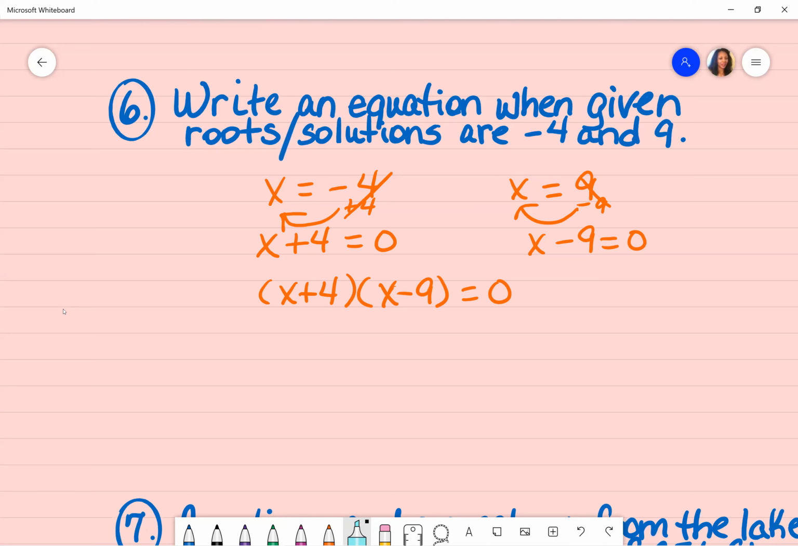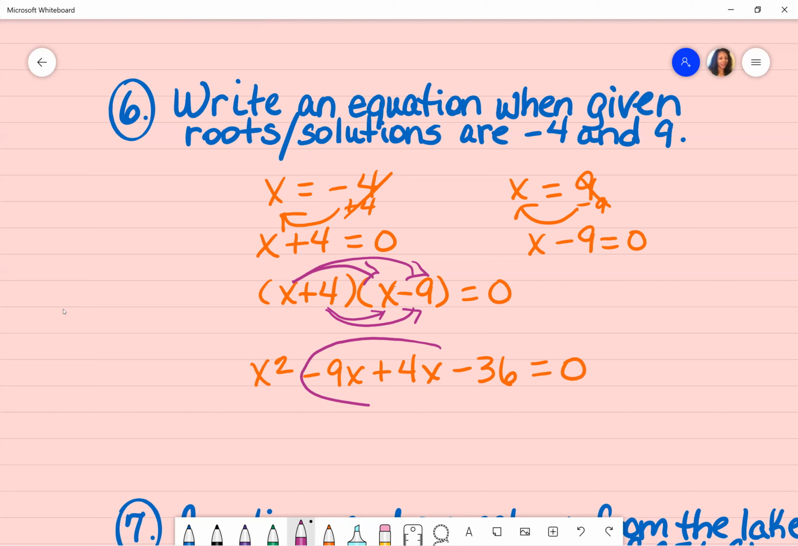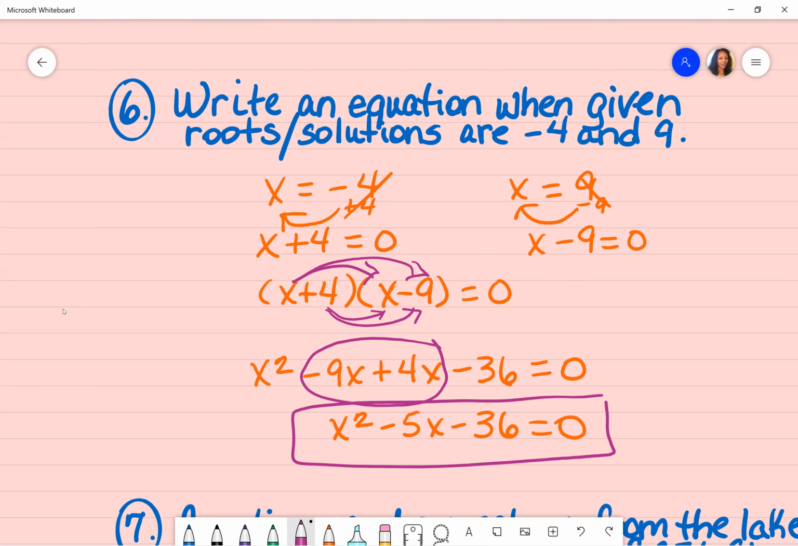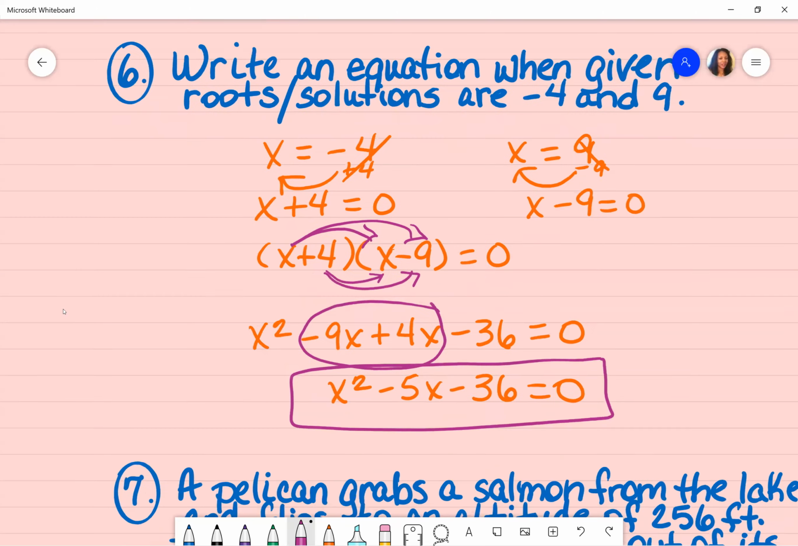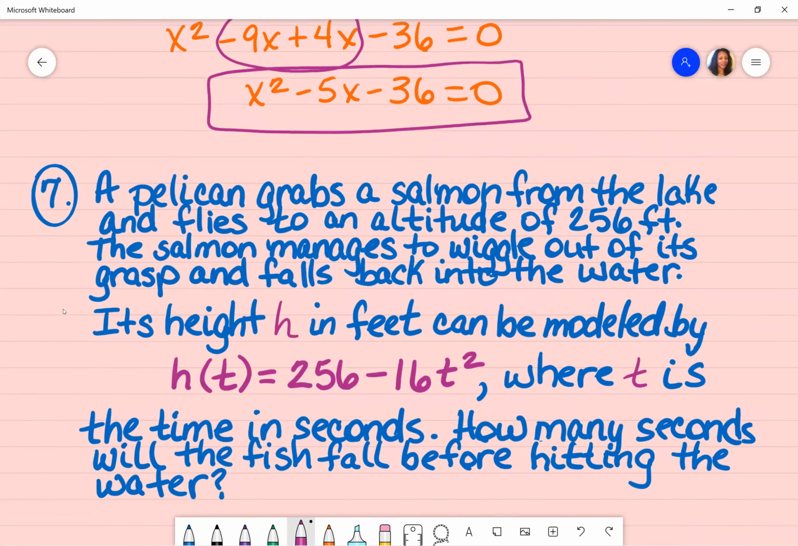Okay, so now I'm going to distribute x times x, x times -9. Come back, 4 times x, 4 times -9. When I do that, I end up with x squared minus 9x plus 4x minus 36 equals 0. I can simplify by combining like terms, and my final answer will be x squared minus 5x minus 36 is equal to 0. That is my equation when I am given the roots -4 and 9. I have 2 more word problems.